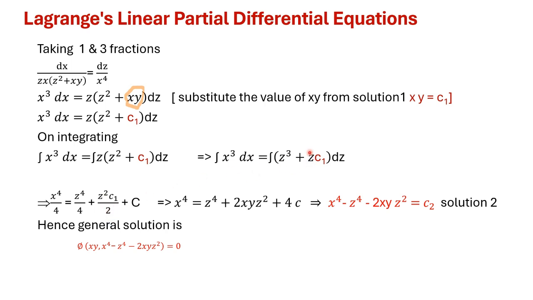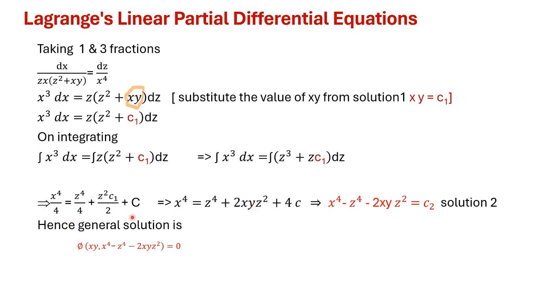C1 remains C1, plus we have to have one integral constant. We have kept it as C1. This means here we have to put the value of C1, which is xy. Now we have to take LCM.